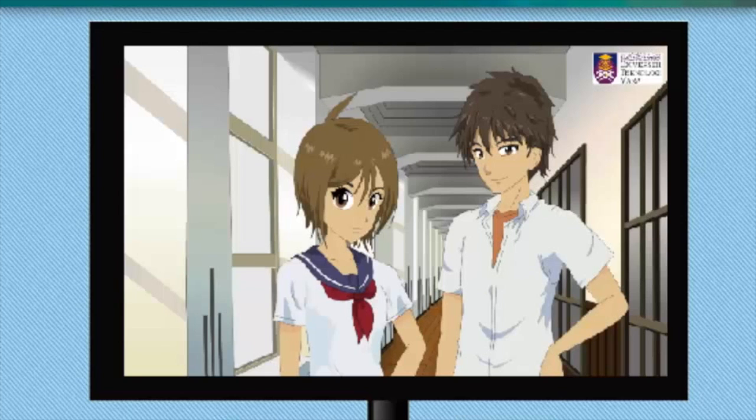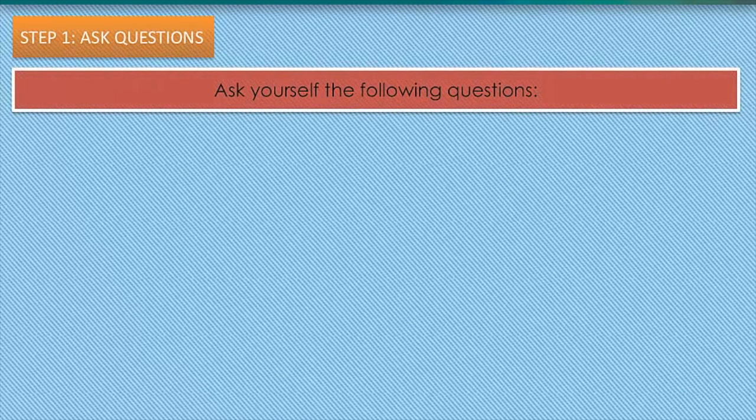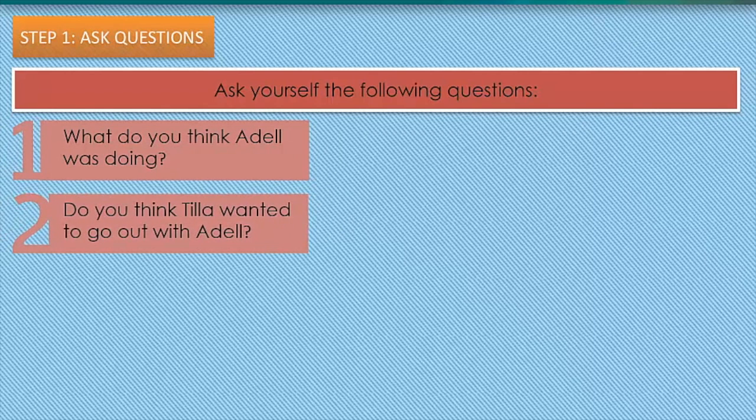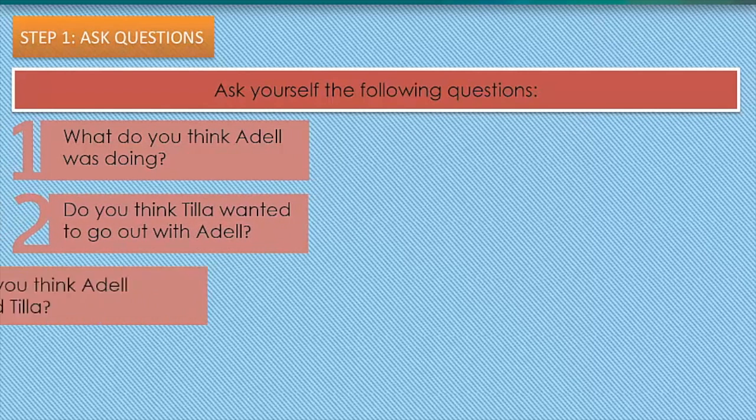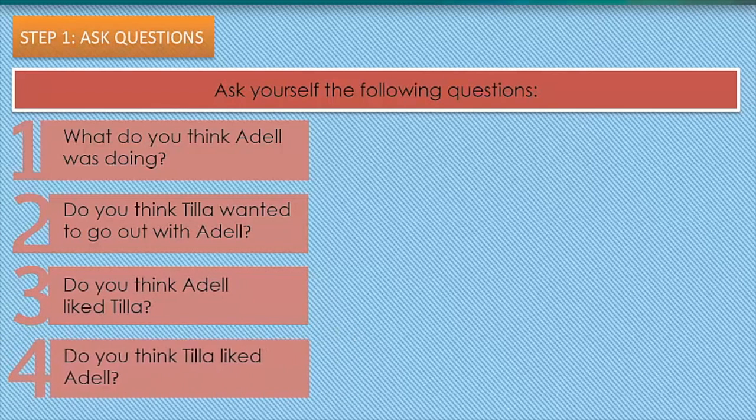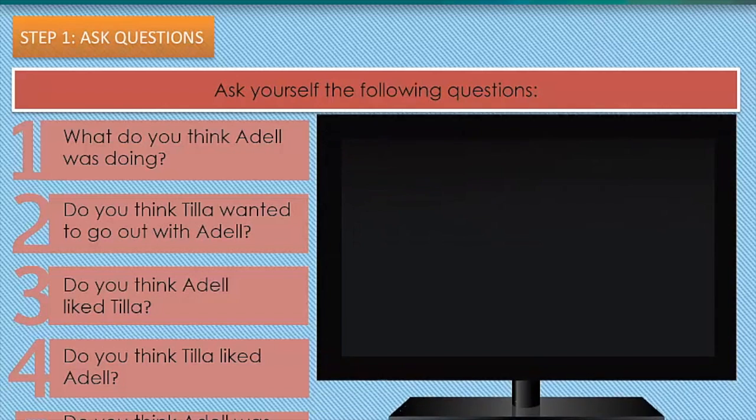Guided Practice 3. You are to make some inferences based on the video. These questions are to help you make some inferences. What do you think Adele was doing? Do you think Tila wanted to go out with Adele? Do you think Adele liked Tila? Do you think Tila liked Adele? Do you think Adele was aware that Tila did not want to go out with him? Let's watch the video.